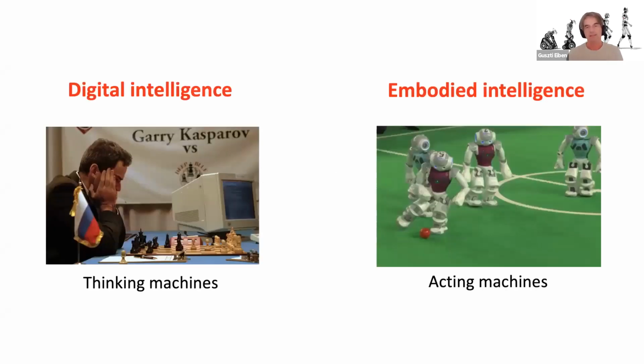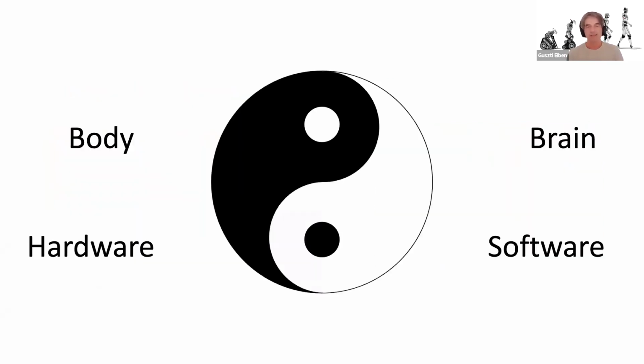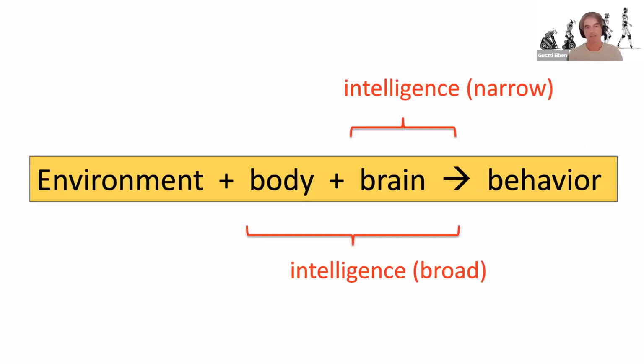And if you look into intelligence, it's easy to notice that there are two sorts: the digital one, which was prominent in the 20th century, and the new emerging one, embodied intelligence, in the 21st century. To put it very simply, to have intelligence, we need a body and a brain. We need the hardware and the software. And that means also that there are two views on intelligence. There is this fundamental equation or implication: the environment and the body and the brain imply some behavior. And we can focus on the brain only, or rather focus on the body and the brain to make intelligent behavior happening.